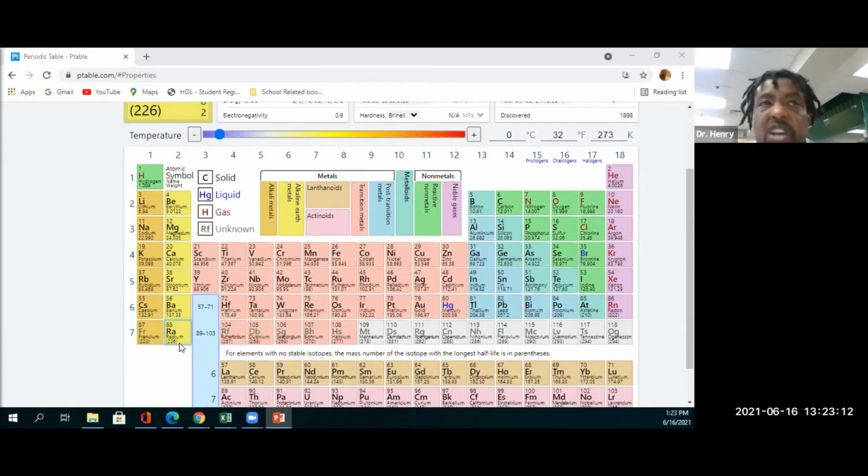Elements in group 2 are going to behave very similarly, right? And then elements over here, group 13, they're going to behave similarly, 14, 15, 16, and 17, okay? So they're all going to behave similarly when they're in reactions. Not the same exactly, but similar, right?